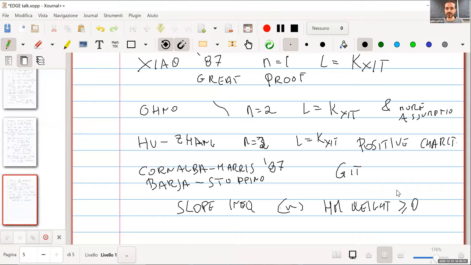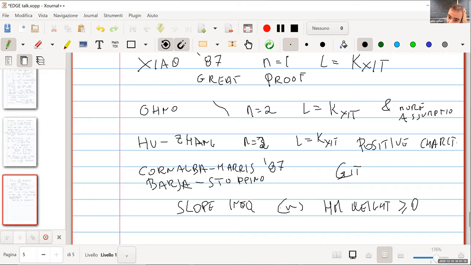So Cornalba-Harris have a quite general inequality, but always with the assumption that the fibers are GIT stable. And this recovers, of course, the result of Xiao, as in his case the fibers are GIT stable. Barja and Stoppino did many, many works and many different results, but a lot of the work is with GIT assumptions, with various GIT notions. I mean, there is a lot to be done.